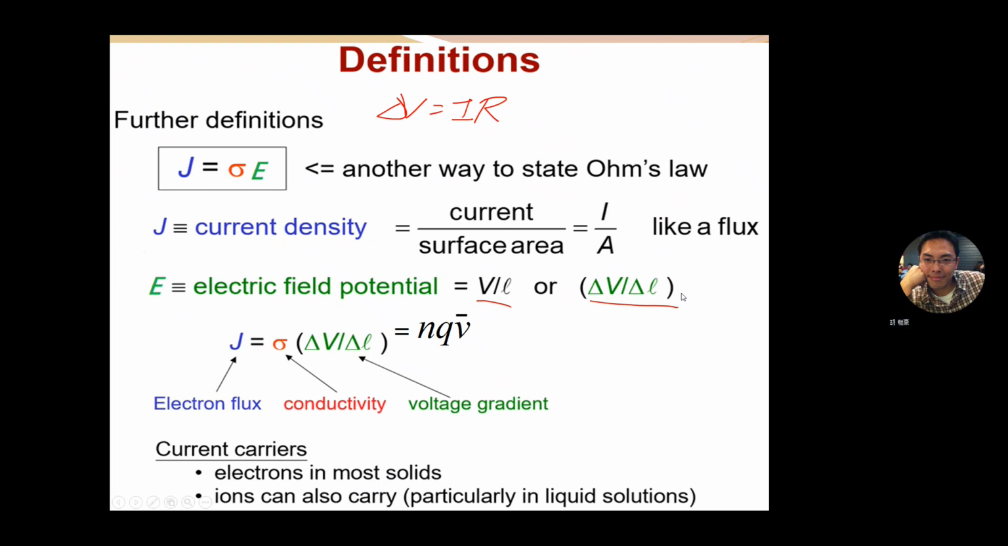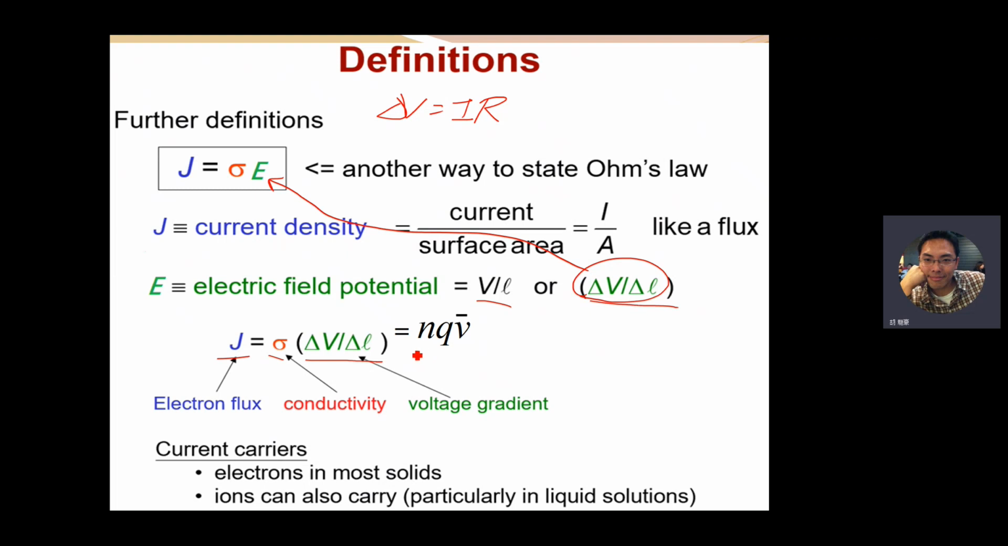Therefore, we can plug these two in here, and we get the current density equals the conductivity times the voltage gradient, where the voltage gradient is the electric field. It equals the number of charge carriers times the charge times the drift velocity. The charge carriers are electrons in most solids, especially in metal. Of course, ions can also be charge carriers.